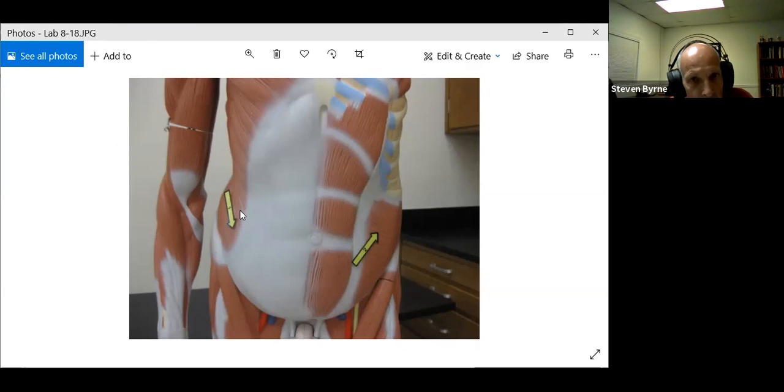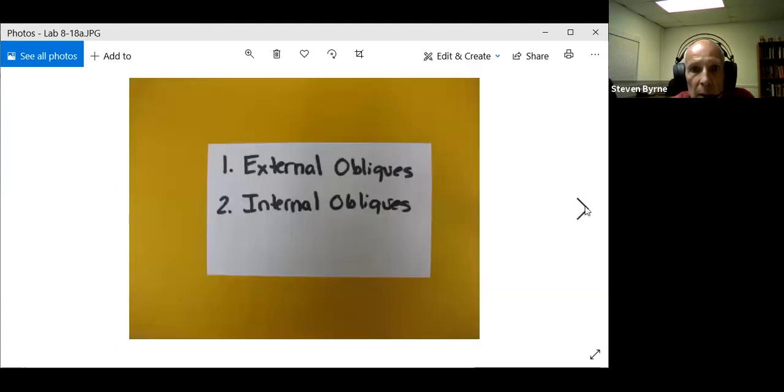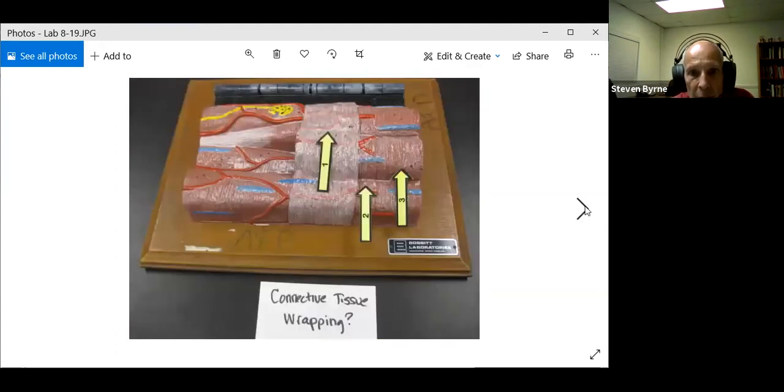Remember the external oblique? There's one here, and here's one on the other side. So it'll flex the torso and rotate. If this tightens, you'll rotate to that side. Internal and external obliques. All right, these are wrappings around the muscle. So we got outer wrappings, and we got medium wrappings, and we have inside wrappings.